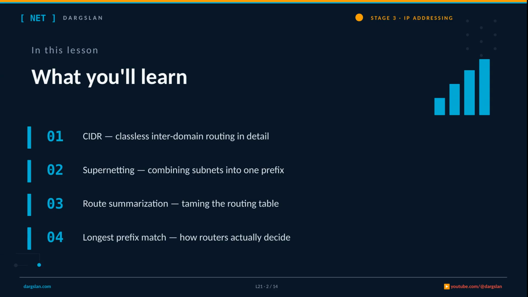So here's the path we'll walk together. First, we'll go deep on CIDR itself, what classless interdomain routing really means, and why it replaced the old class-based system. Then, we'll build on that with supernetting, where multiple subnets get folded into a single prefix. From there, route summarization shows how that same trick keeps routing tables manageable. And finally, we'll see how routers actually pick a path using longest prefix match.